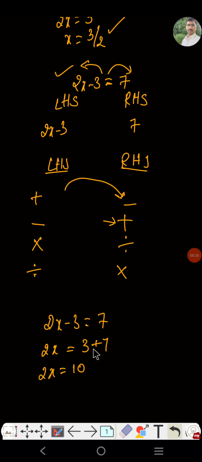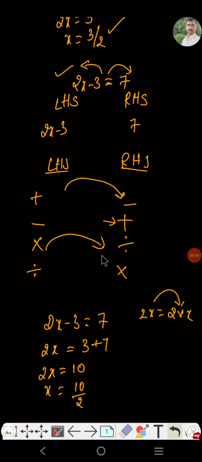Now here 2x is nothing but 2 into x. How can you define 2x? 2 into x, meaning 2 is multiplying with x. If we send that 2 to the RHS, it becomes the divisor of 10. That means x is equal to 10 by 2, because 2 is multiplying in the LHS. When multiplication is sent to the RHS, it becomes division. 10 by 2 is how much? 5. Therefore x is equal to 5 is the solution of the given linear equation.